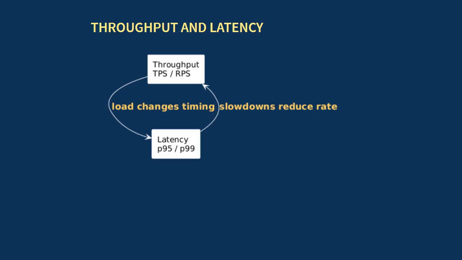Throughput and latency have to be read together. If request rate rises, timing changes. If work slows down, the effective rate drops. Why not just watch TPS or RPS by itself? Because average rate can look fine while the tail is already failing the invariant. P95 and P99 show the slow requests that operators and users actually feel.